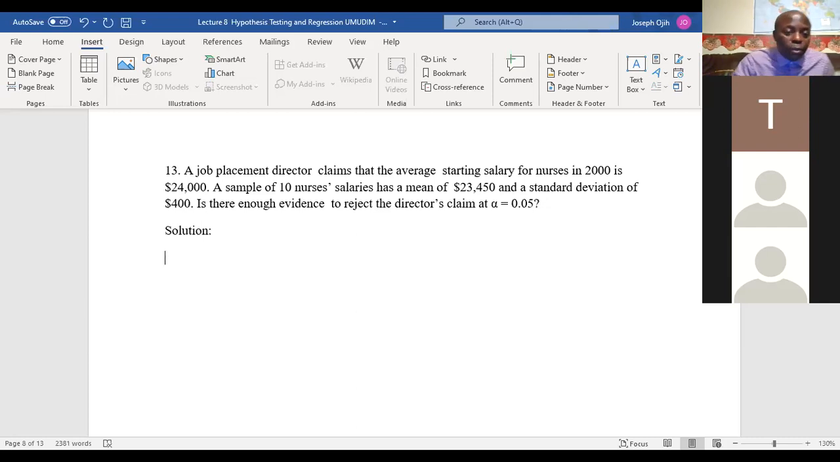So let's start with setting the hypothesis, H0, the null hypothesis, and H1, which is the alternative hypothesis. Now, it says a job placement director claimed that the average starting salary for nurses in 2000 is... Now, "is" means equal. So you're going to use the mean here, because you can only use the equal sign in the null.